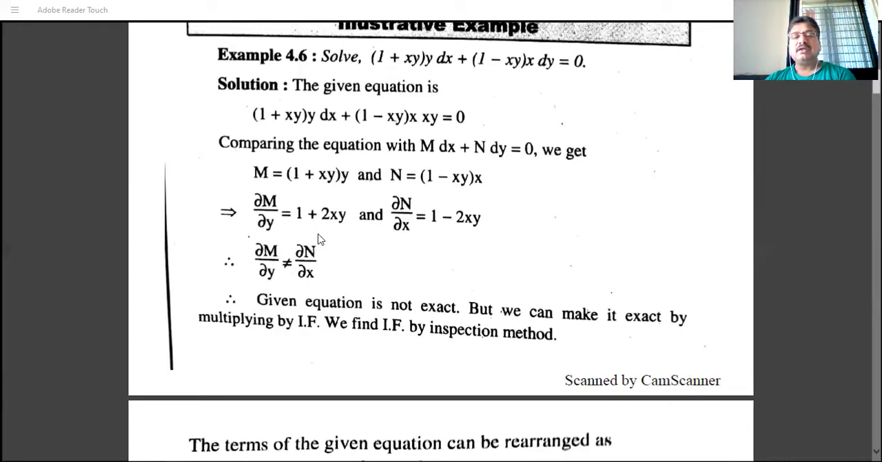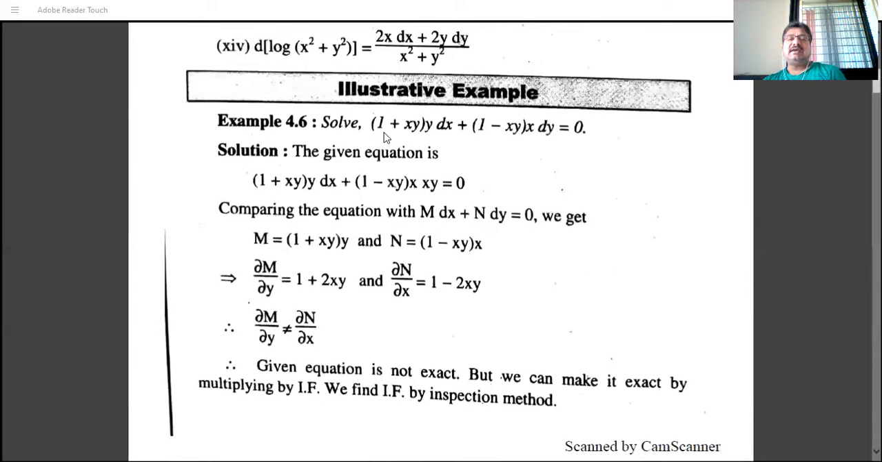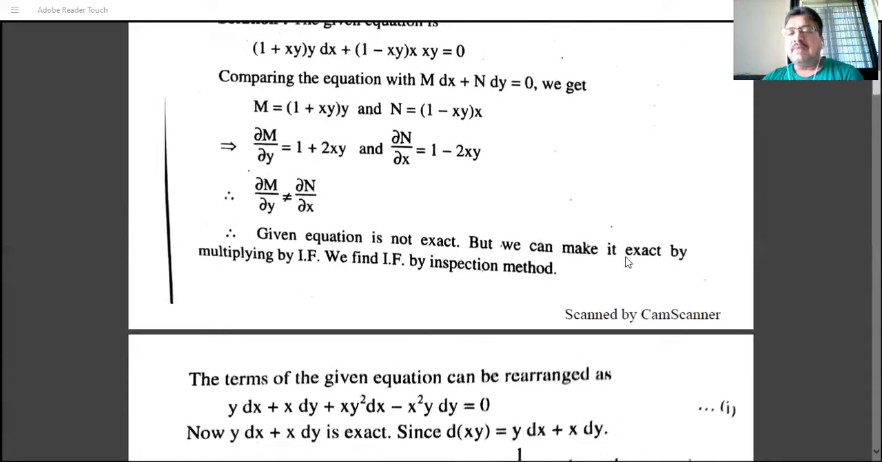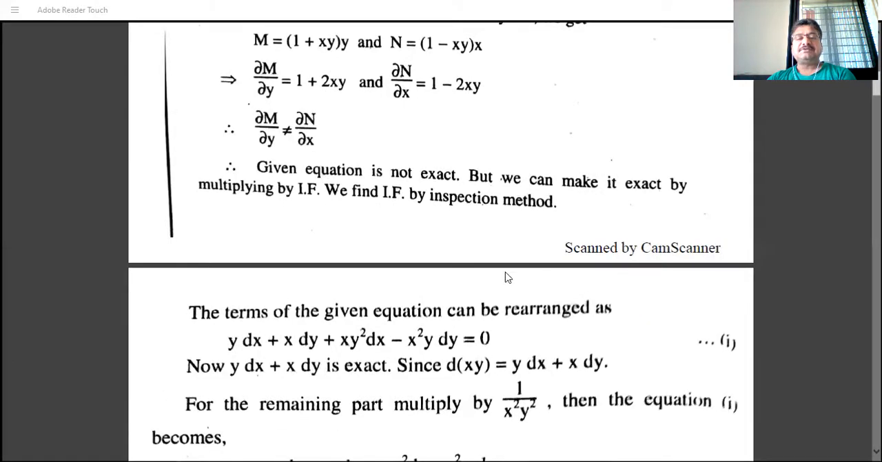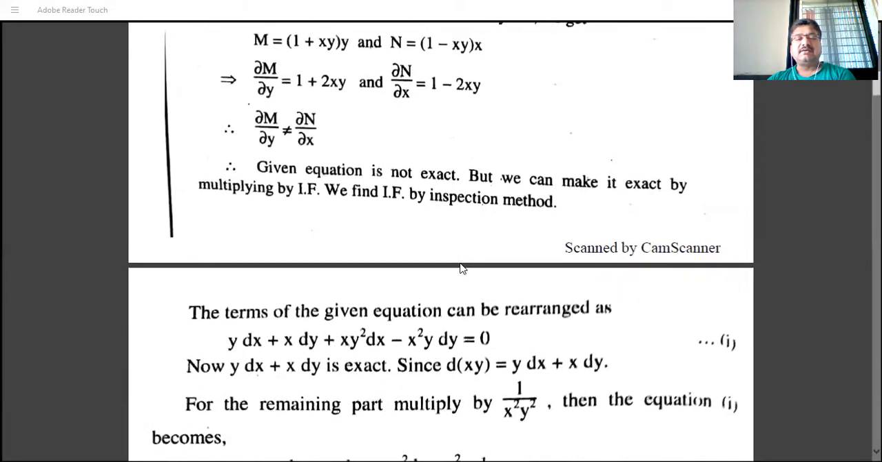So these two are not equal. dM by dy is not equal to dN by dx. That is, the given equation is not an exact differential equation. The given equation is not exact, but we can make it exact. We can reduce it to exact by multiplying by an integrating factor. So we have to find the integrating factor by inspection method.